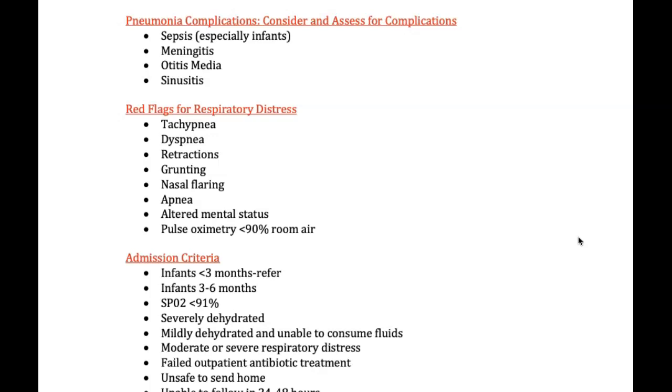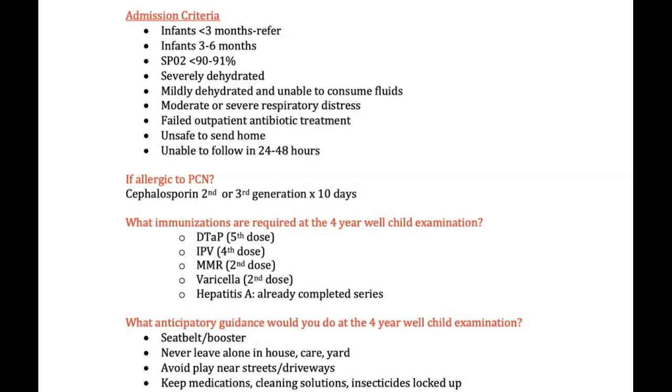But if they experience tachypnea, dyspnea, retractions, grunting, nasal flaring, apnea, altered mental status, and of course this is not anything they're going to be assessing at home, but if you in the office they had a pulse oximetry less than 90% room air. When should we consider hospital admission? Well, infants less than 3 months, you definitely want to be treating them in the hospital. Infants 3 to 6 months may need to be hospitalized. SpO2 less than 90 to 91%.